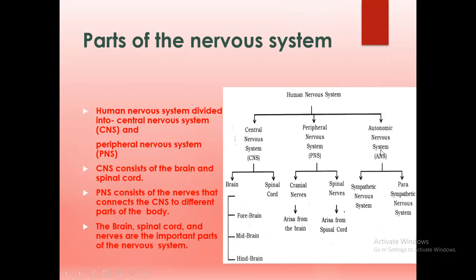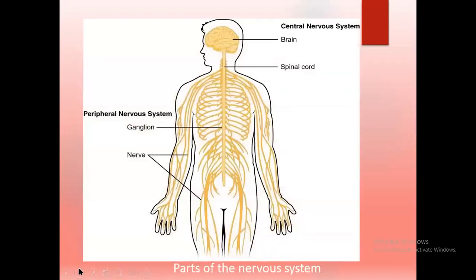Autonomic nervous system, that is ANS, is the combination of two types of nervous system, that is sympathetic nervous system and parasympathetic nervous system. These are the parts of nervous system. Central nervous system consists of two parts, brain and spinal cord. And this peripheral nervous system is a combination of ganglion and different types of nerves.